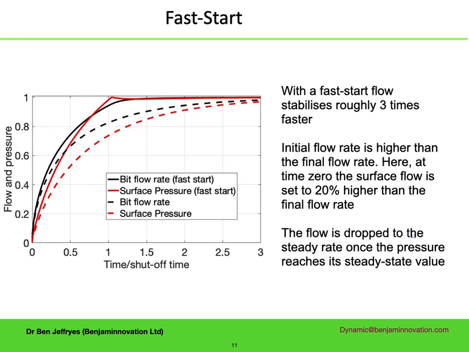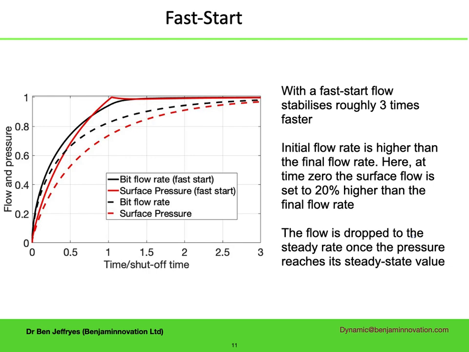The curves from the previous graph are dashed. The solid lines show the bit flow rate and surface pressure using a fast start. The flow stabilizes in roughly 1/3 of the time, close to the flow stop time in this case. The way this is done is to start with a higher flow rate than the final drilling flow rate. That way, the stored fluid gets into the pipe faster. Any higher rate will speed the process up. Here, I've used 20% higher, and somewhere between 10 and 25% is a good rate to choose.